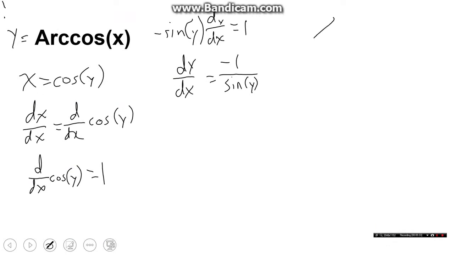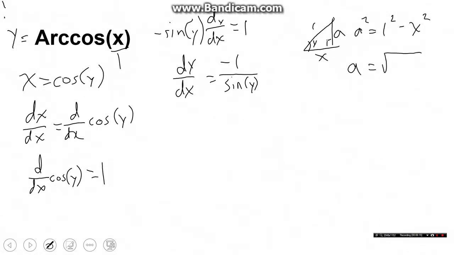Then we're going to use the same concept using the right triangle. That is y, that is a right angle. And this time it's a cosine, so angle y has the ratio x over 1, x being the adjacent, and 1 being the hypotenuse. And making the opposite side a, we know that a squared equals 1 squared minus x squared. Therefore, take the square root, and a equals the square root of 1 minus x squared.